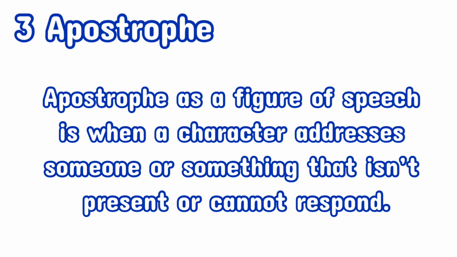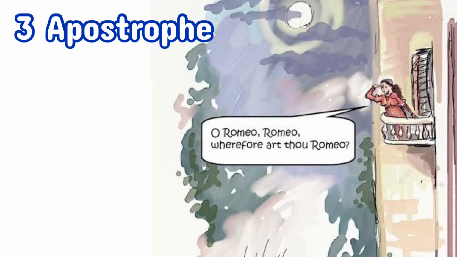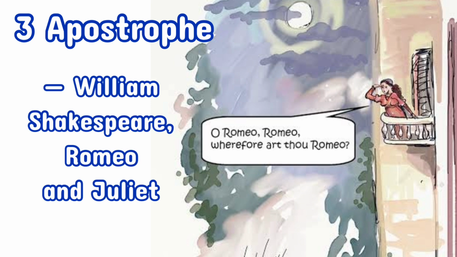Number 3. Apostrophe. Apostrophe as a figure of speech is when a character addresses someone or something that isn't present or cannot respond. The character might speak to someone deceased, an inanimate object, or a concept. Example: O Romeo, Romeo, wherefore art thou Romeo? William Shakespeare, Romeo and Juliet.